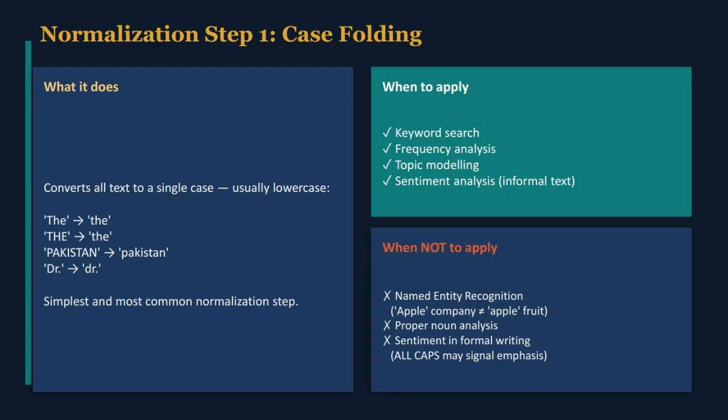Now let's discuss the main normalization steps. The first step, case folding. Case folding means converting all text to a single case, usually lowercase, so there is no capitalization. This is the most basic normalization step and is appropriate for most information retrieval and frequency analysis tasks. However, case folding loses information about proper nouns, and that matters for named entity recognition because Apple, the company, and apple, the fruit, are different things.